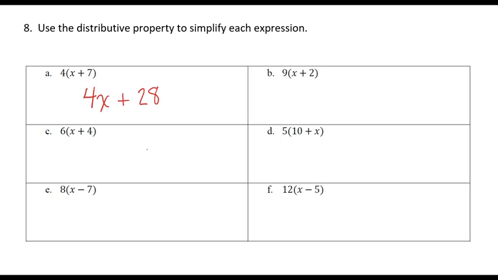And let's go down to problem E. Here I have 8 copies of x minus 7. So 8 copies of x would be 8x, and 8 copies of minus 7 would be minus 56, because 8 times 7 is 56. So those are just some examples of using that distributive property when we have our variables involved.